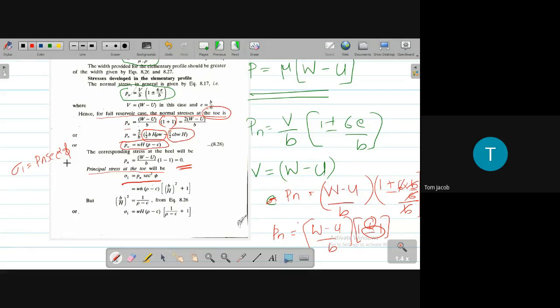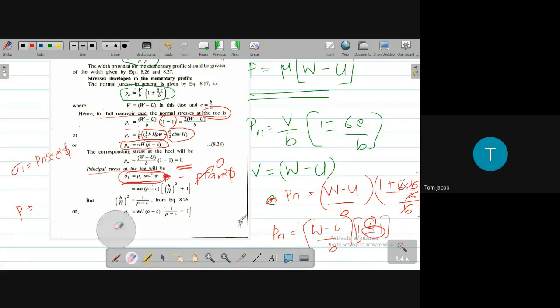The actual equation for sigma 1, which we derived earlier, is sigma 1 is equal to Pn sec square phi minus p tan square phi. Here, small p is the hydrostatic pressure due to tail water. For the worst condition for the full reservoir case, when there is no tail water, this p is equal to 0. Therefore the principal stress at the toe will be sigma 1 is equal to Pn sec square phi.